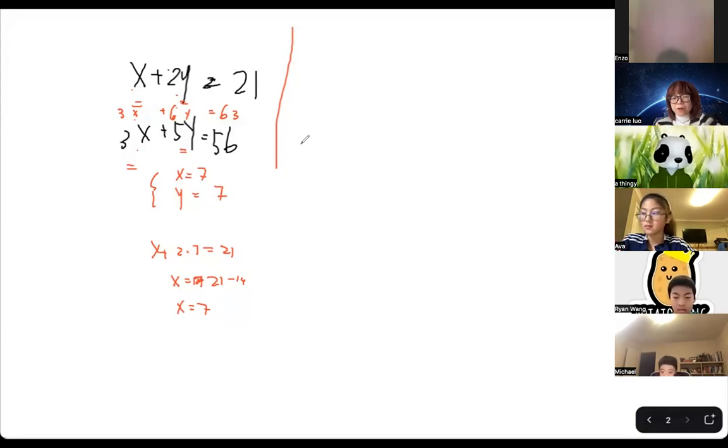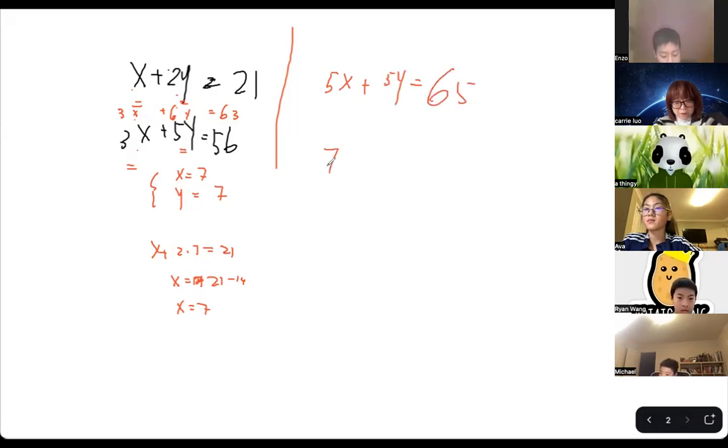Get it, everybody? If you have any questions, please ask me. So let's take a look at the next one, okay? So we're going to do this one. 5x plus 5y equals 65, and 7x plus 7y equals 203. So how do we do this one?